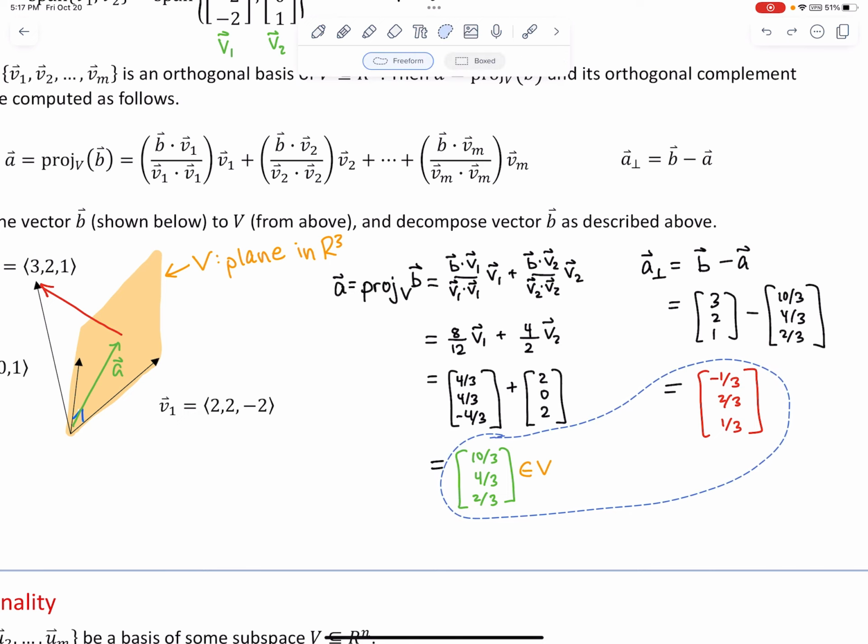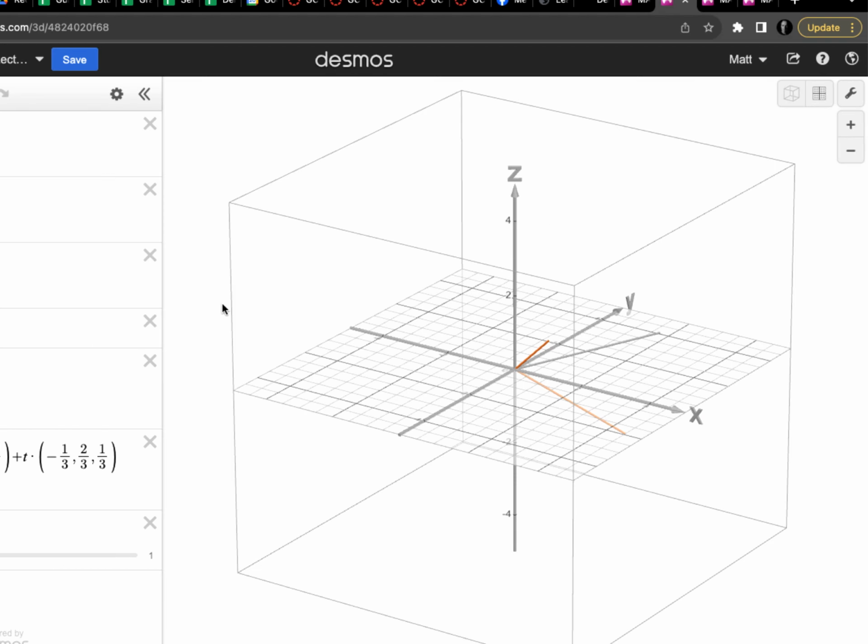If we do the dot product of these two vectors, we get negative 10/9 plus 8/9 plus 2/9, and that does zero out. So these two vectors are orthogonal. Furthermore, they do add to the vector B. 10/3 minus 1/3 is 9/3, which is 3. 4/3 plus 2/3 is 6/3, which is 2. And 2/3 plus 1/3 is 3/3, which is 1. So their sum is in fact vector B, and they are orthogonal, and the green vector is in the vector space. Let's look at this one with technology.